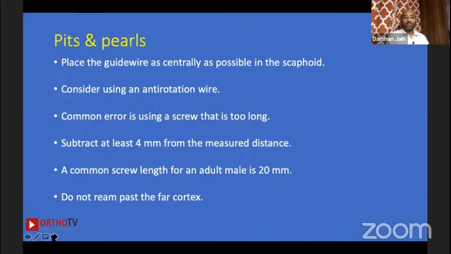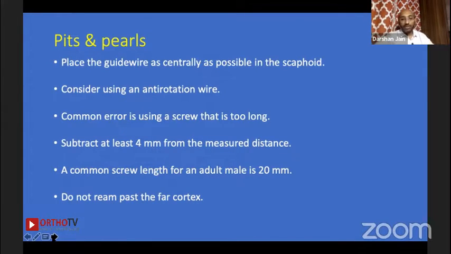What are the pearls and pitfalls? Place the guide wire as centrally as possible in the scaphoid and always consider using an anti-rotation wire. A common error is using a screw that is too long or too short. Once we measure it, we have to subtract at least 4 millimeters from the measured distance, and a common screw length for an adult is generally 20 millimeters. So if you measure something far from about 20 millimeters, something could be wrong. You have to recheck it and confirm it.